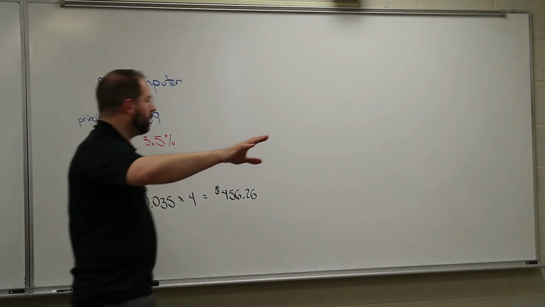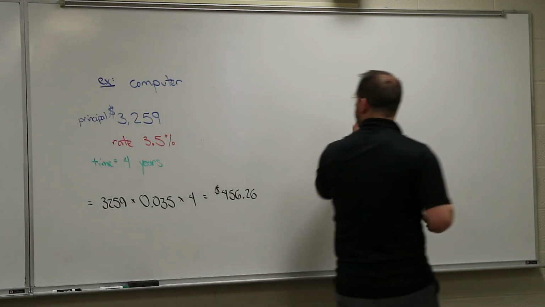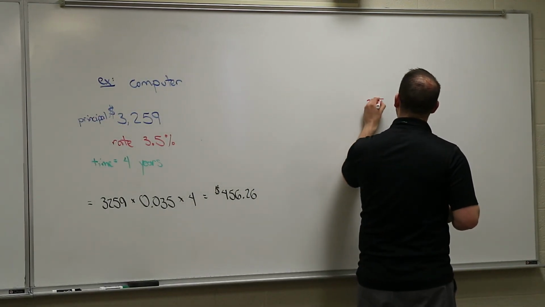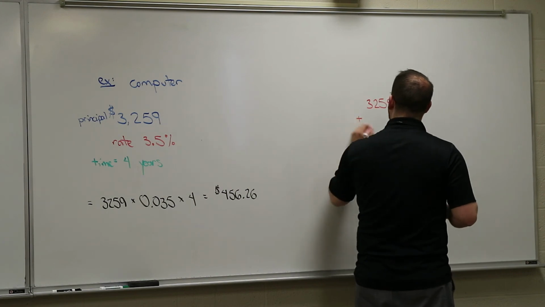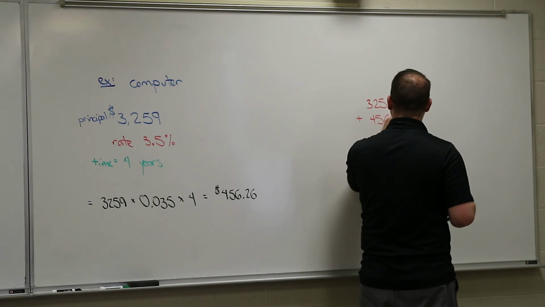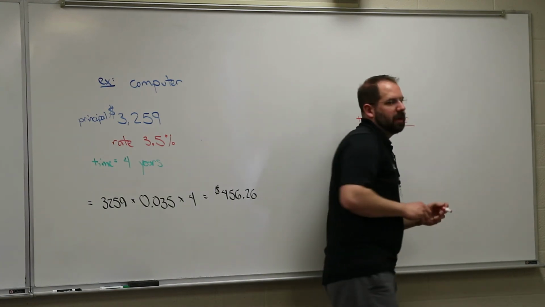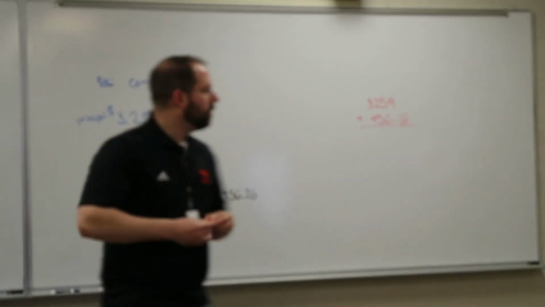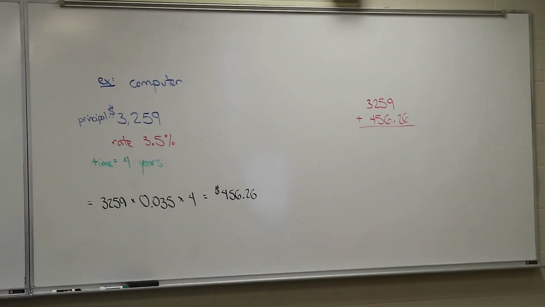So gentlemen, here's what you need to do. Take your 3,259. You're gonna have to add your fee in. And I wanna know what your total is gonna be that you're gonna pay the bank back, okay? So add in your fee. I wanna see what you guys come up with.